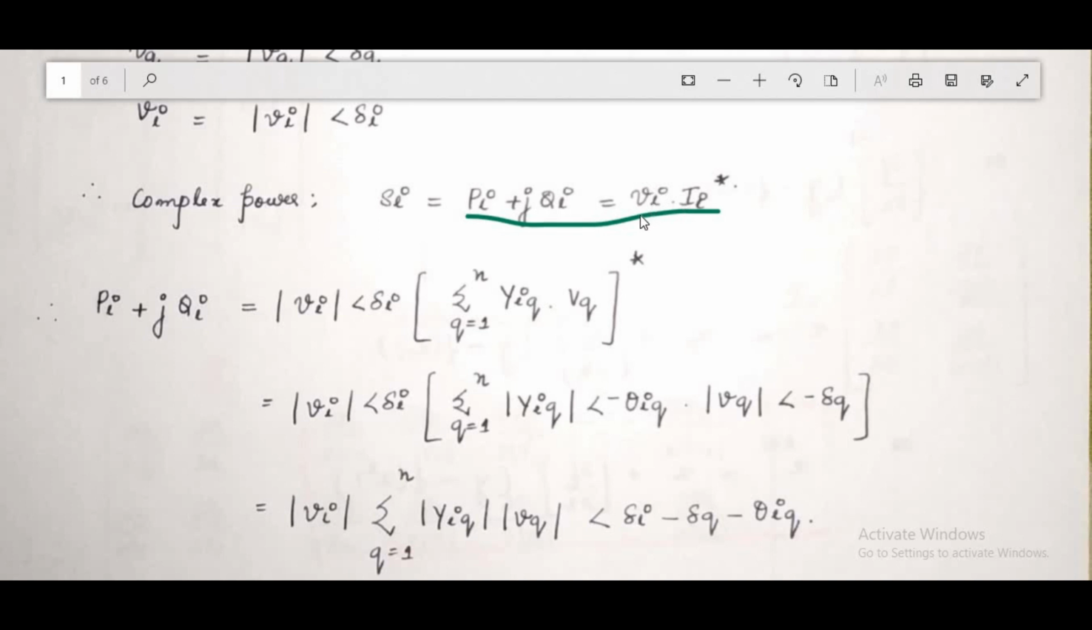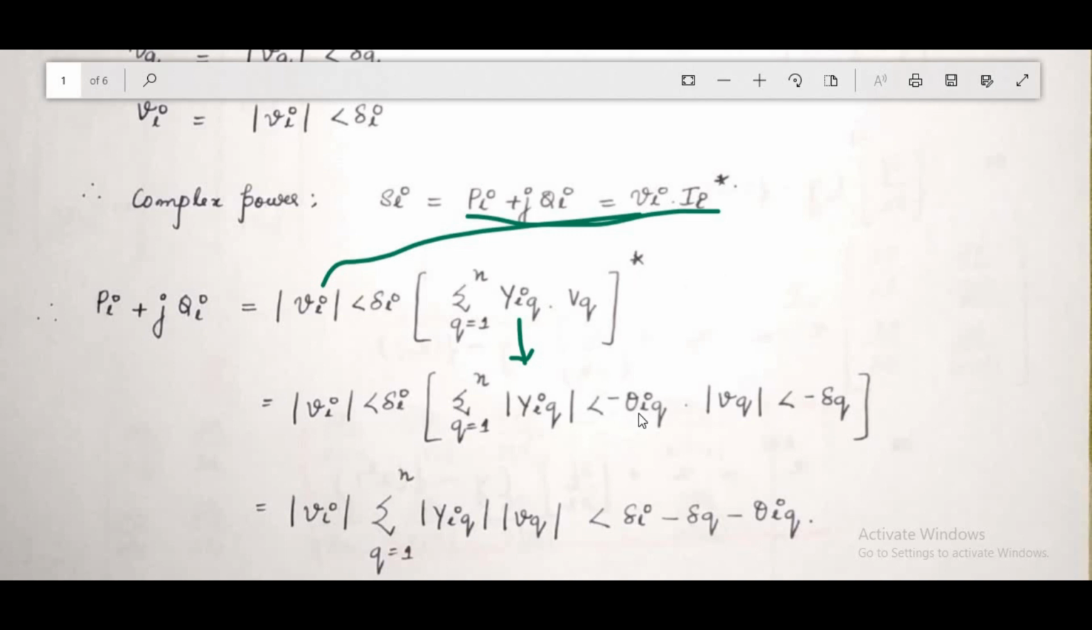So instead of Vi, I can write it as Vi magnitude and its angle. Now instead of this current, I can write like this, isn't it? Ii is equal to the sum from q equal to 1 to n of Yiq Vq, the conjugate. So now how will we write this admittance? Admittance again can be written with magnitude and with angle. Now why is this negative sign given to this angle? Because the conjugate is there. Conjugate of angle theta is minus theta.